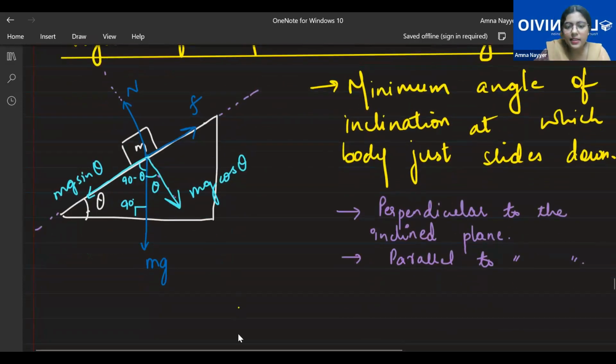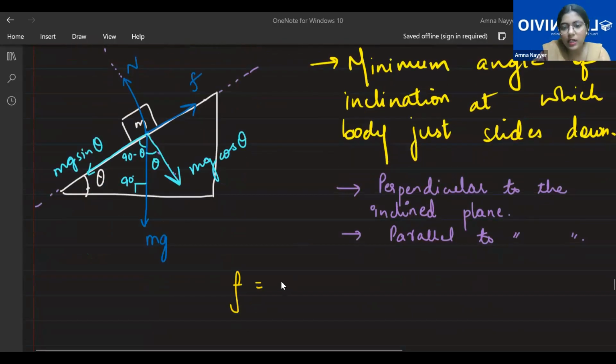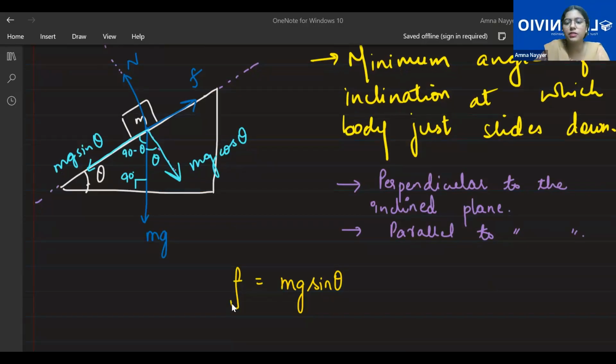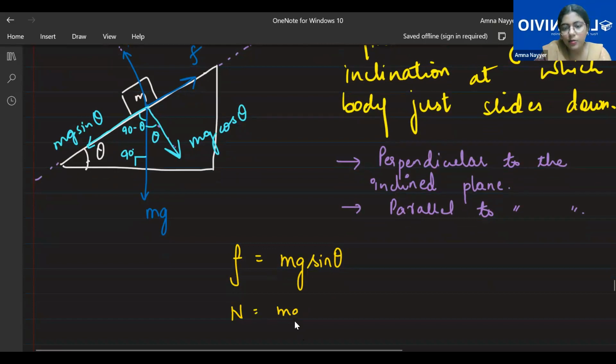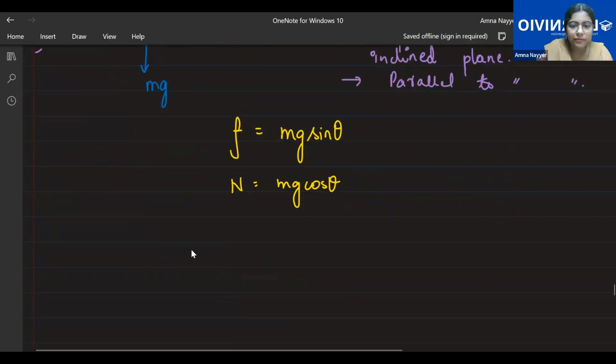So the friction force is balancing which force? Nabila, you tell me. mg sin theta. Very good. The friction force is balancing mg sin theta. And the normal reaction is being balanced by which force, Sanidhi? mg cos theta. See, N is equal to mg cos theta. The answer will be the same. Let's take the ratio. You will see yourself, the answer will come out to be the same.